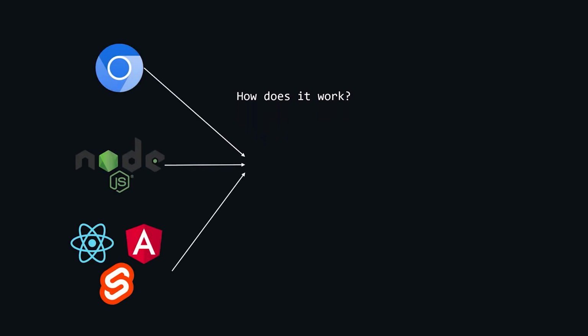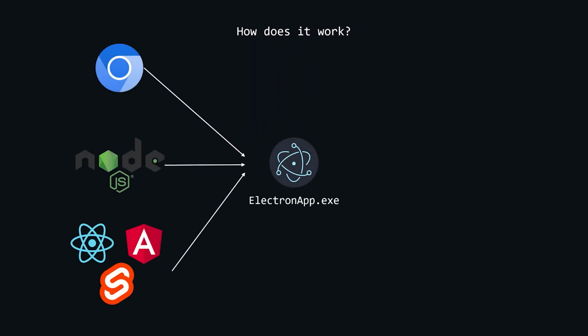Electron essentially bundles a Node.js environment, as well as the Chromium browser, which a lot of other browsers are built on top of, including Chrome, alongside web application code. As you can imagine, this results in large binaries that consume a lot of memory.